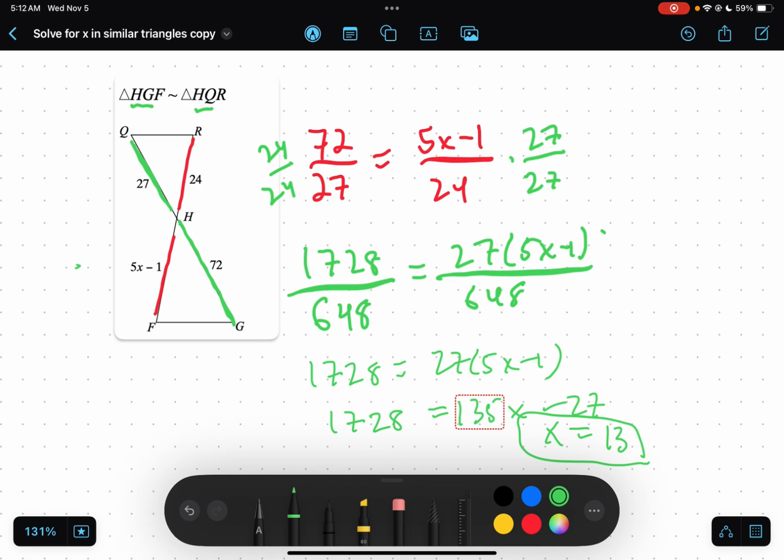All right, we'll practice those a bunch more in class, and we'll talk more about different ways to set up ratios as well.